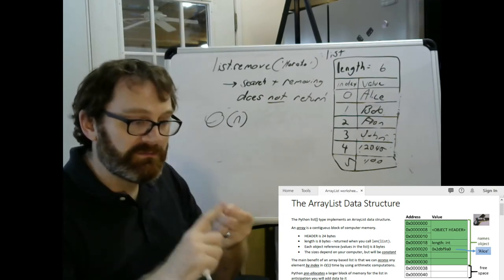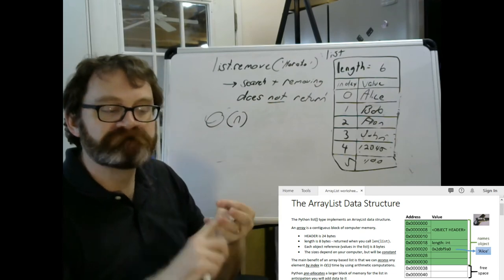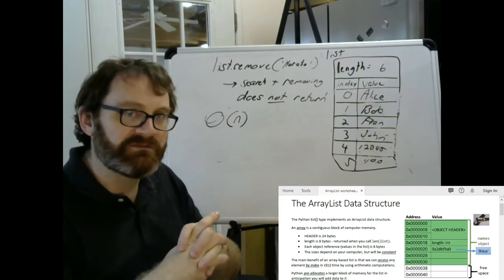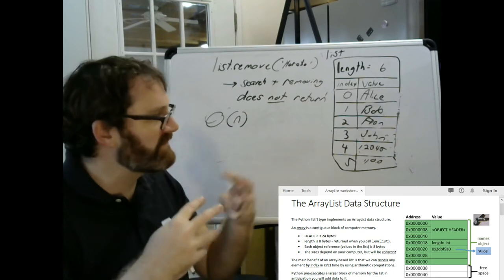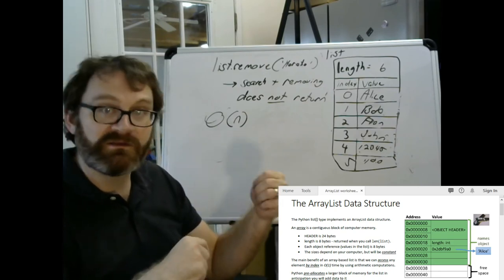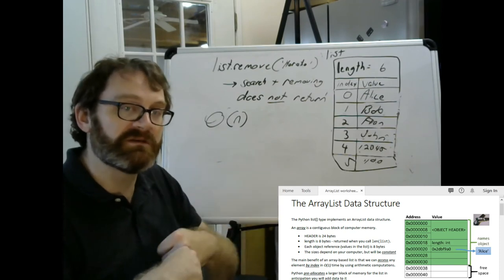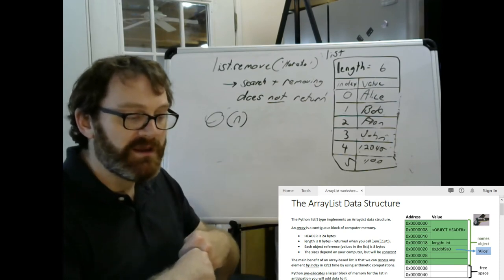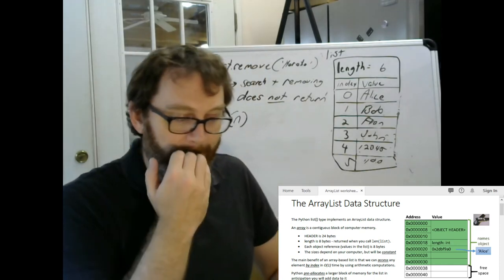So removing, popping, inserting, they can be expensive. It depends on the size of the list, but if we're talking about lists with millions of items, which is not uncommon in computing, this could be a real problem if you need to do this kind of stuff, all right? I want to look back at one more example here.